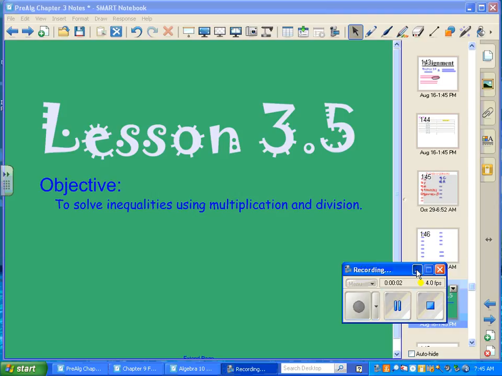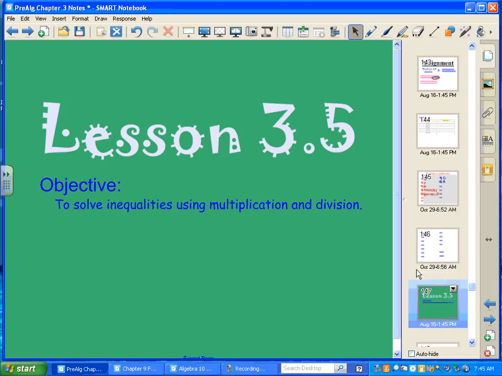Okay, sixth grade, our objective is to still continue talking about solving inequalities using multiplication and division. After this lesson, we have one more lesson.